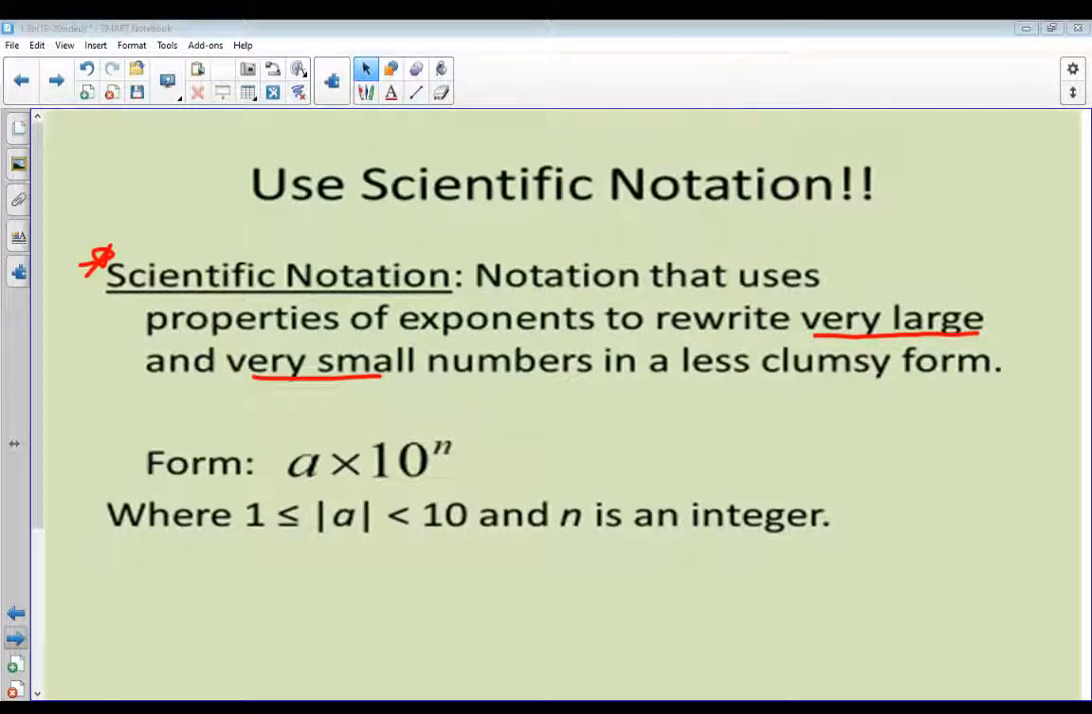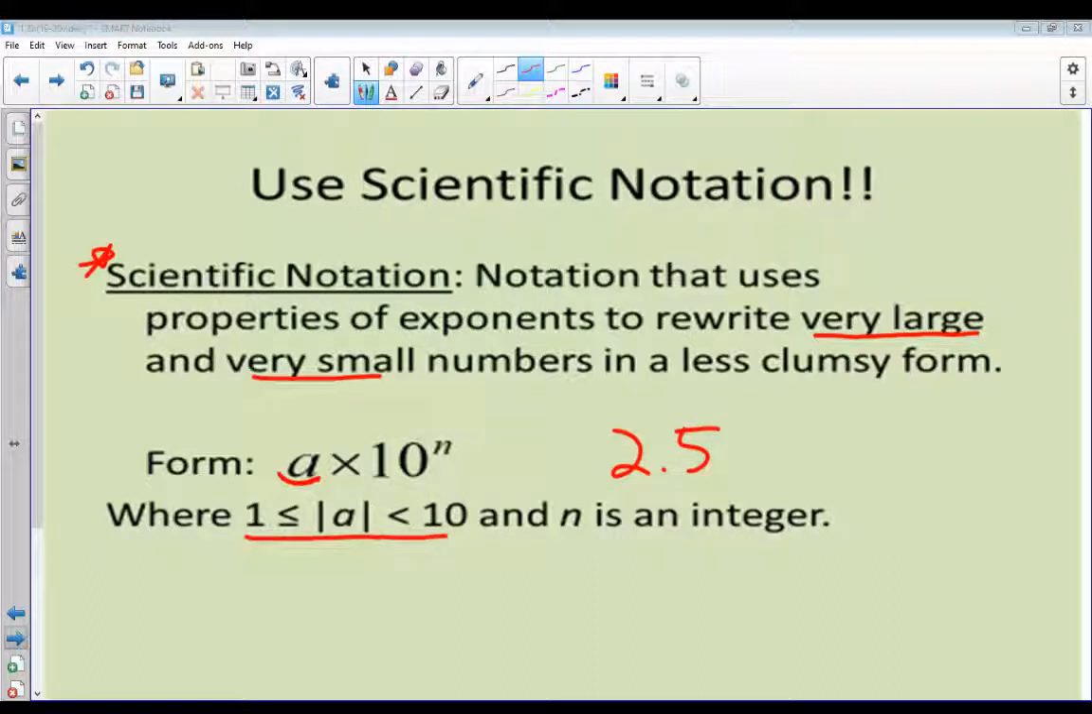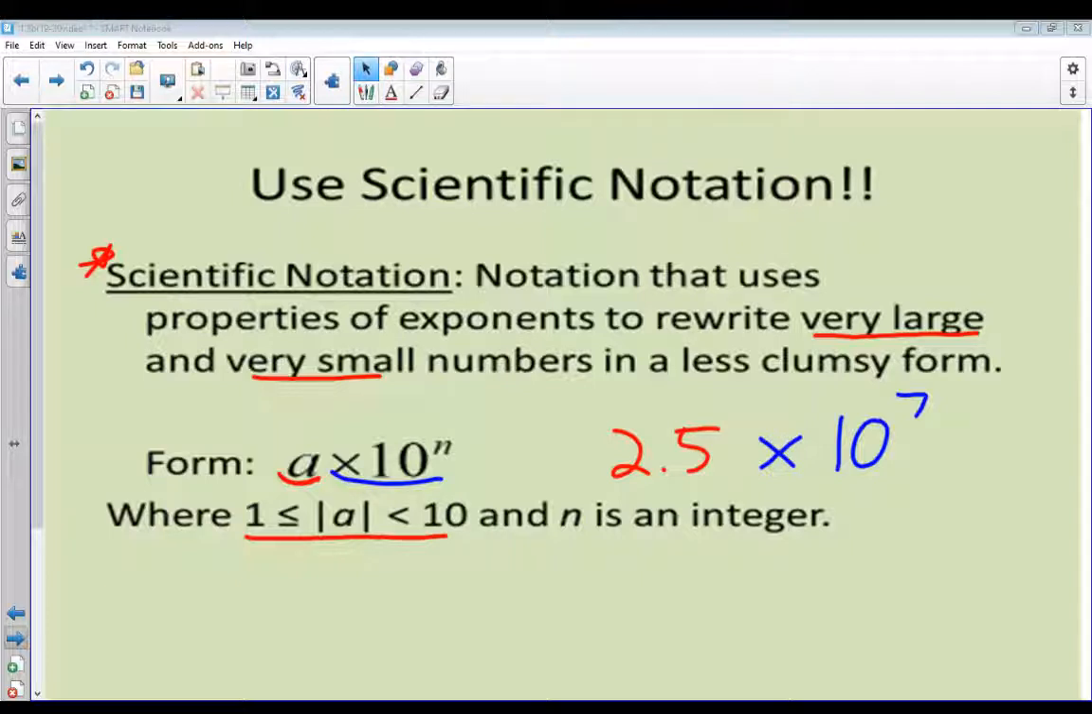There are usually two parts to scientific notation. The first part is a number in the front, and specifically this number has to be between 1 and 10. So say, for example, off the top of my head, I'm going to write the number 2.5 for A. This is a number between 1 and 10, so it would work. The second part of scientific notation is multiplying by 10 to the power of a number. So for example, right behind the 2.5, I'll write times 10 to the power of 7. This would be an example of a number in scientific notation.